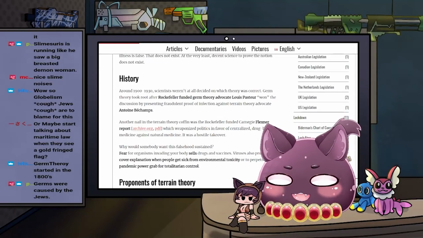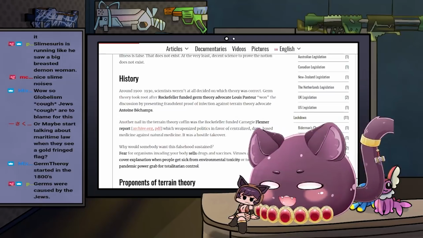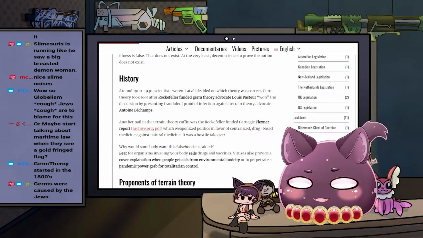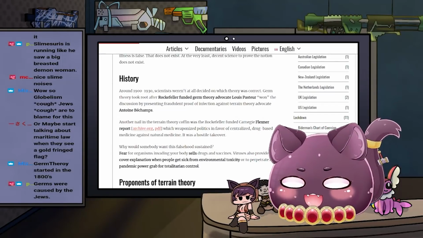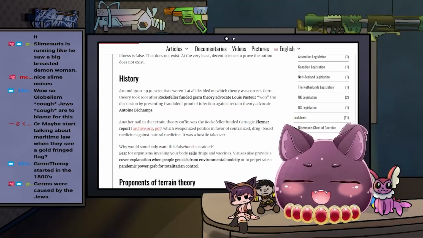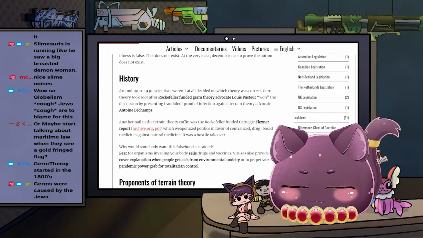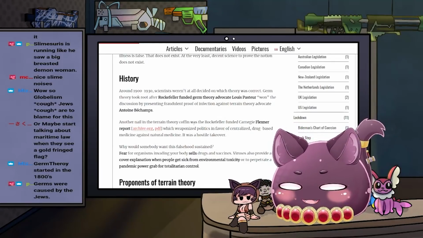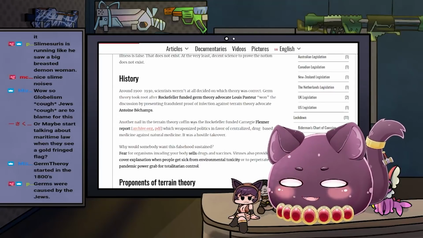I'm gonna have to mention it. This is just the Jews ruined science. That's all this is. Literally, the whole argument here is just the globalist Jews ruined science. That's what they're saying.